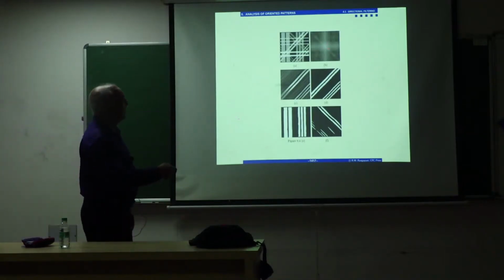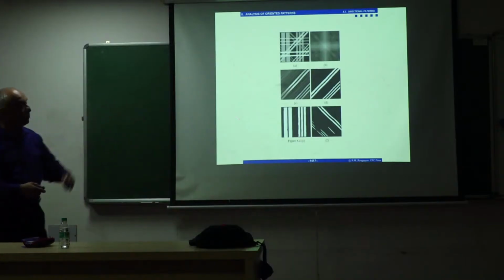So this is the Fourier transform. The vertical lines are here. There are thick vertical lines, so there is a spread. The horizontal lines will be there. The 45-degree lines will be here, and the 135-degree lines will be there. All of them, regardless of position.